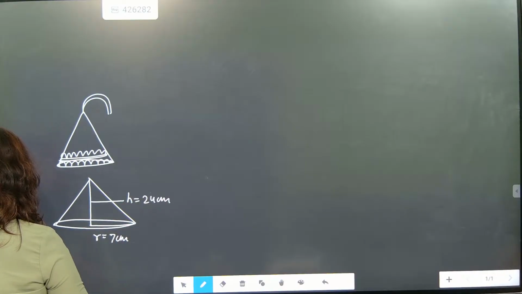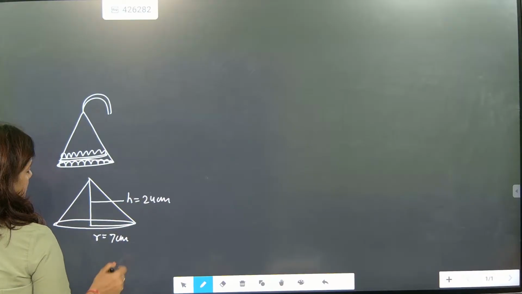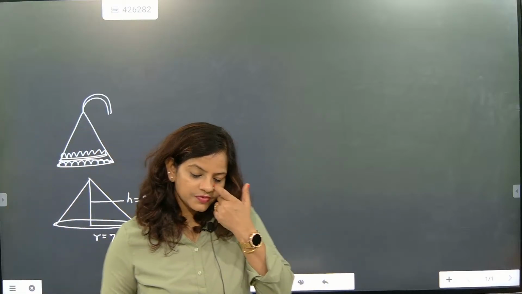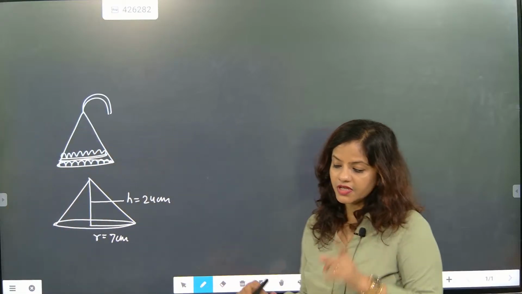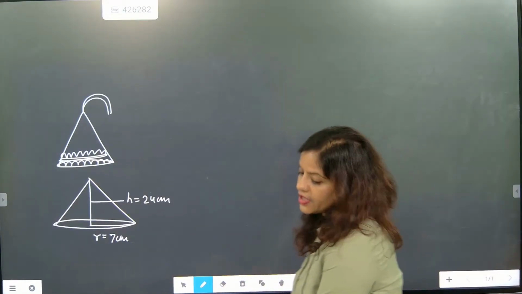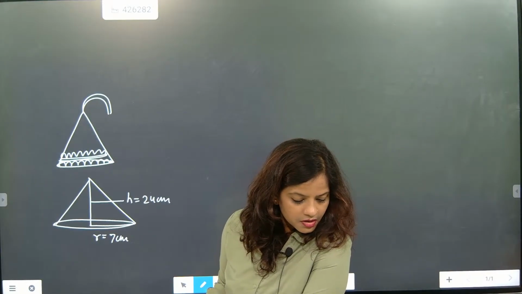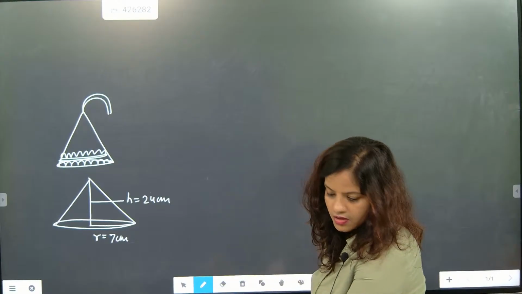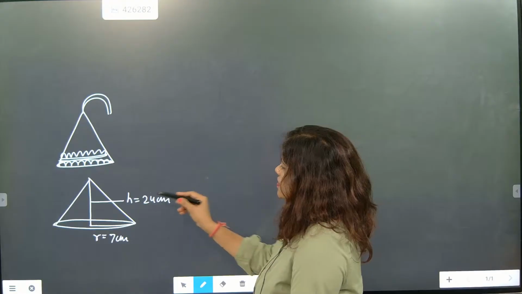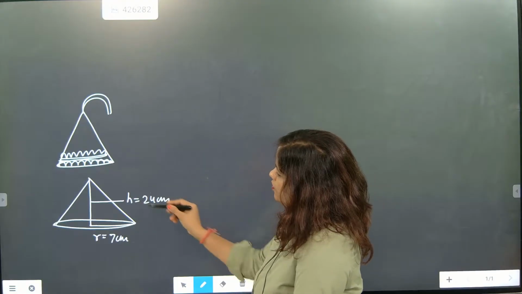Find the area of the sheet required to make 10 such caps. So 10 such caps you have to make. First, we will find the curved surface area of one cap. Height is 24. Now look here, this is the radius, you need to remember. So we need to find the slant height.